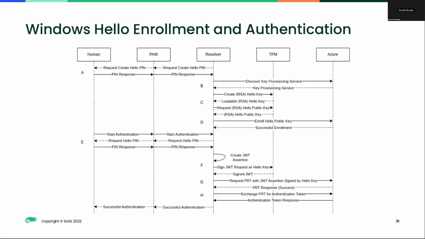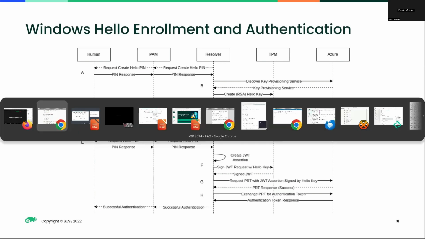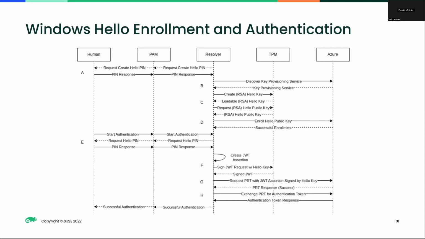Yeah, so to authenticate using Windows Hello, we sign a JWT request using the TPM and send the assertion to Azure, and it authenticates us and sends us a PRT, etc. Let me get back to where I was. There we go. I saw the camera light turn off on my camera. That's how I knew I had lost the connection.